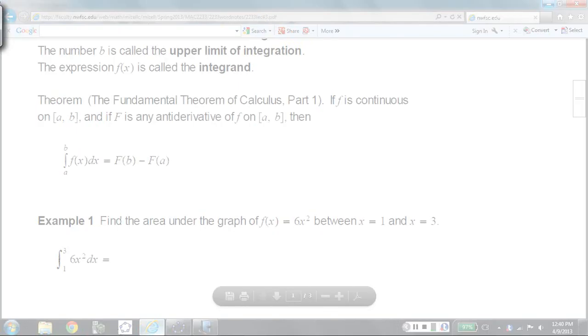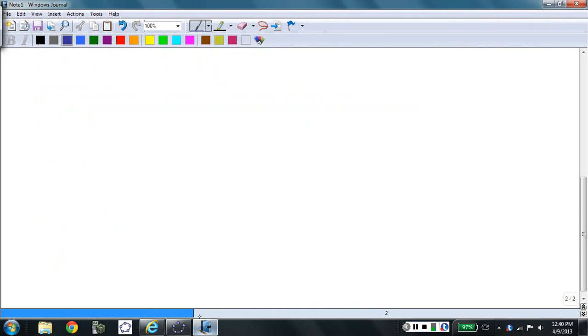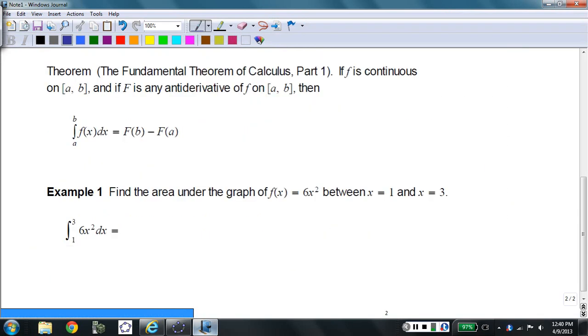We're going to use the fundamental theorem of calculus and an antiderivative of the integrand to come up with the area, the net signed area. Here's the fundamental theorem of calculus, part 1. If f is continuous on the closed interval from a to b, and if big F is any antiderivative, we find the antiderivative like we've been doing, then the value of this definite integral can be found by doing this.